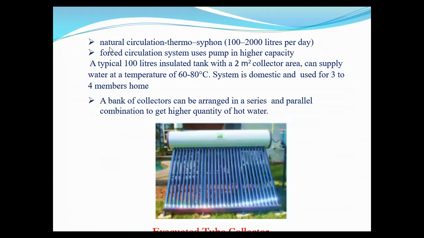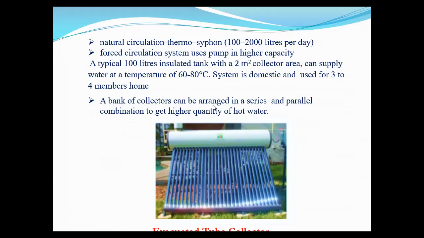And for solar water heater, natural circulation thermosiphon has a capacity of 100 to 2000 liters per day. And the forced circulation system uses a pump for higher capacity. A typical 100 liter insulated tank with 2 square meter collector area can supply water at temperature 60 to 80 degrees Celsius. The system is domestic and used for 3 to 4 members in a home.